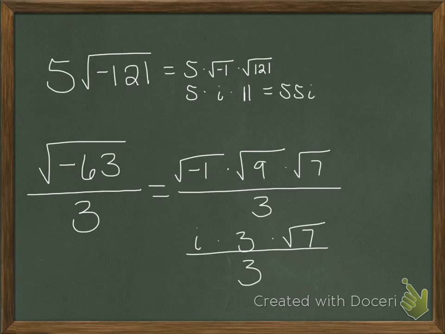Well, if I multiply and I divide by the same value, the 3 divided by 3 is going to cancel, because I am multiplying everything. If I multiply and divide by the same thing, then that would result in 1. So this would have a final answer of i square root of 7.